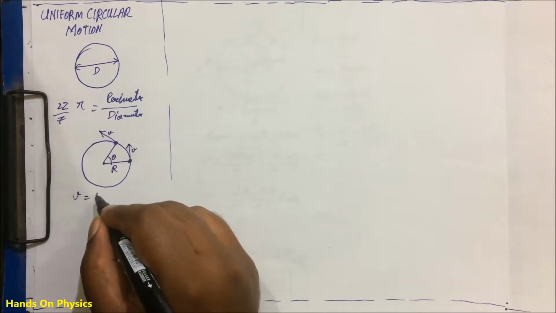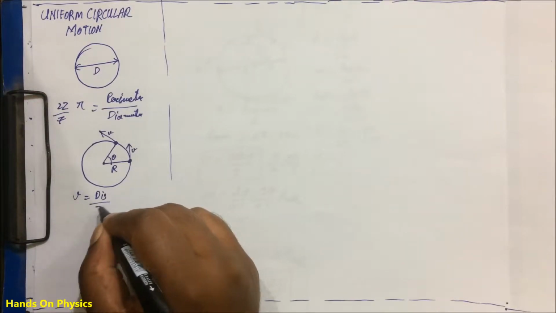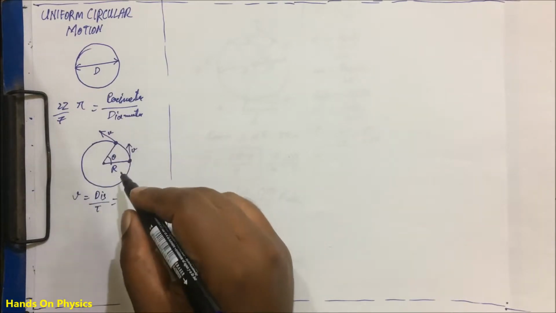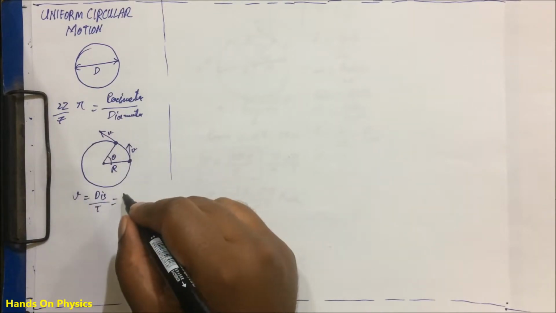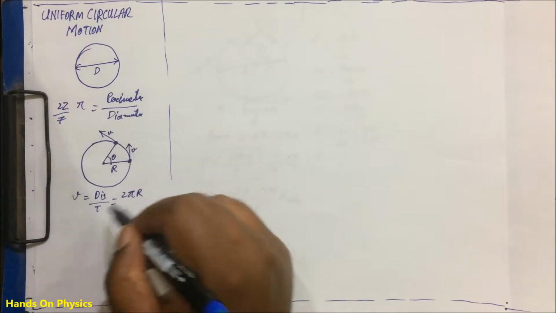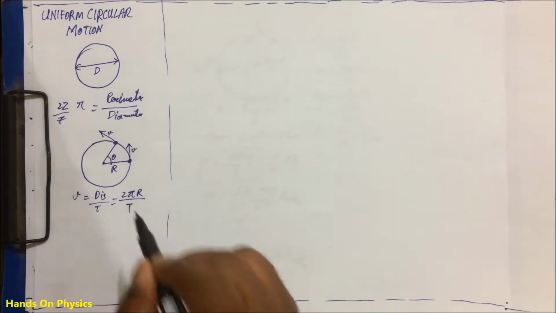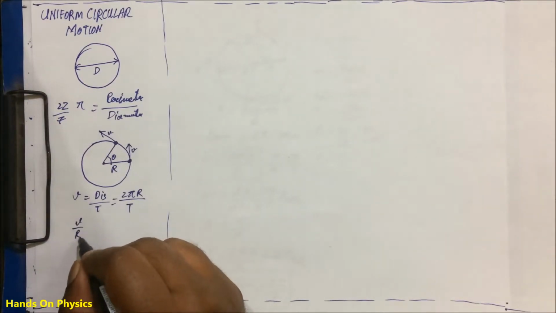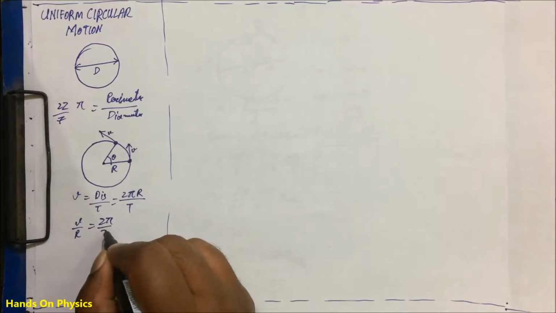velocity is basically distance divided by time. So the total distance here is 2 pi r, that is the perimeter of the circle, divided by time, which we can write as v by r is equal to 2 pi by t.